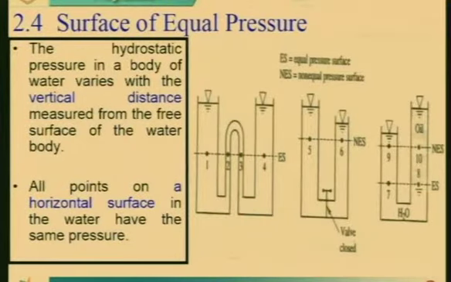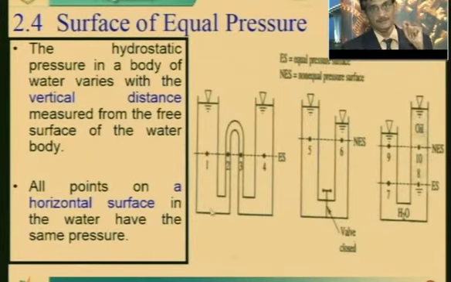Let us read the first bullet. The hydrostatic pressure in a body of water varies with vertical distance measured from the free surface of the water. It means I have a free surface, I go down, and the pressure will be more. Then you may be thinking, okay sir, this diagram shows a tank on this side, a tank on the right side, and a kind of inverted U-tube.